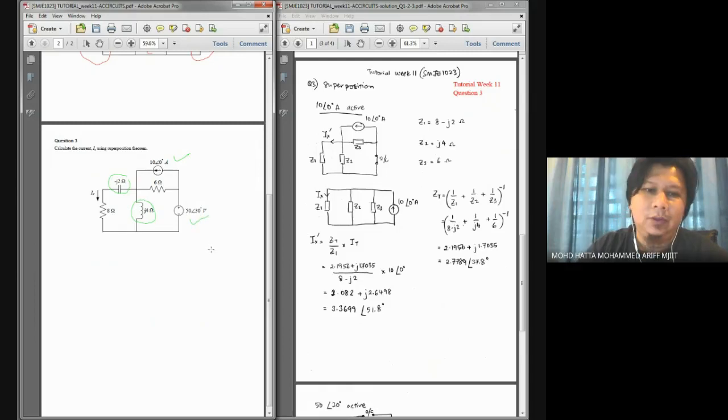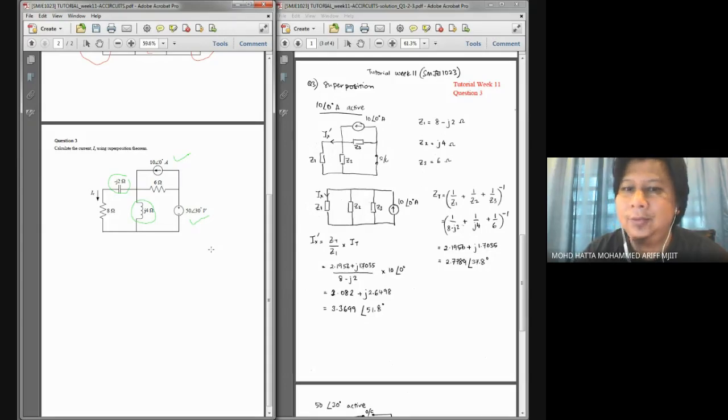And you also need to remember that in superposition theorem, we only consider one source active at a time. So the other sources, except for the one that you consider as the active source, are considered as zero value. For example, the voltage source, we should treat it as a short circuit.